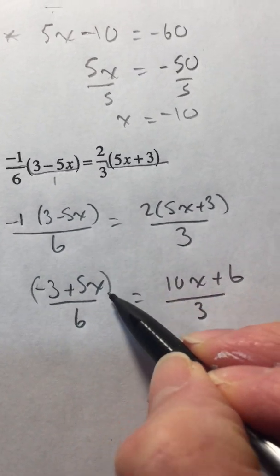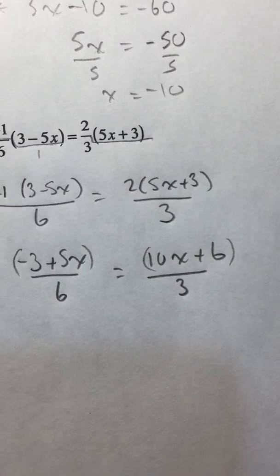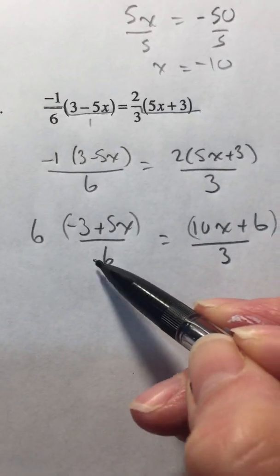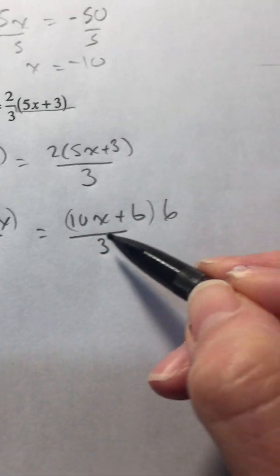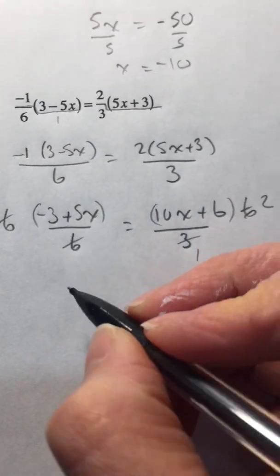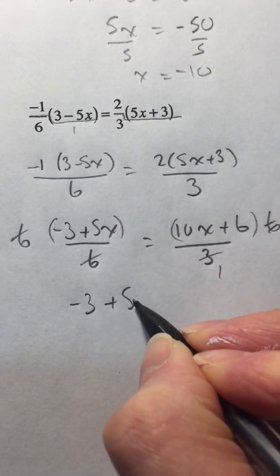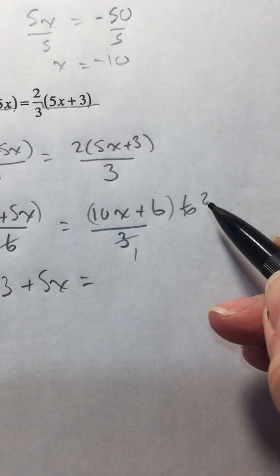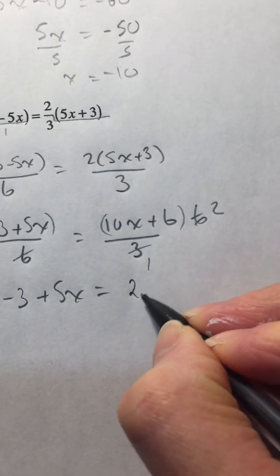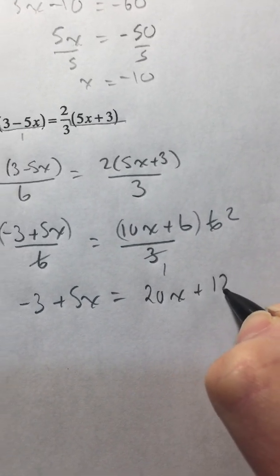So remember I said group numerators together in brackets to hold them together. Multiply that side by 6 and this side by 6. I'm going to speed it up a bit. The 6's will cancel. Over here, 3 into itself once, into 6 twice. And that leaves us just with -3 plus 5x on that side. And here we have to distribute the 2 to both of those. So I'm going to get 20x plus 12.